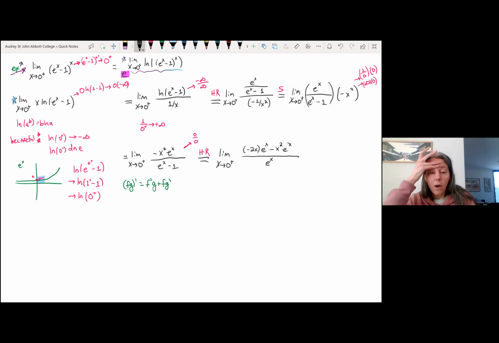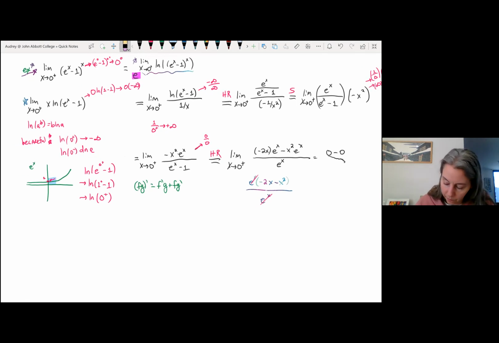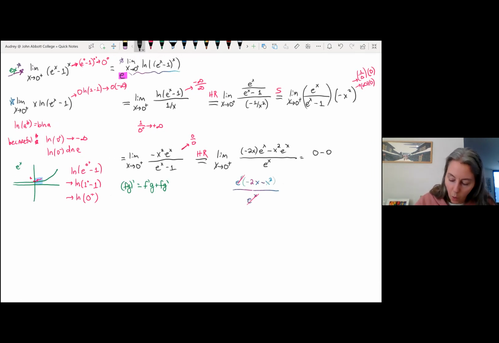And now, if I wanted to, I could simplify by factoring that e to the x out. So I'd have negative 2x minus x squared over e to the x, and those e to the x's would cancel out. But I can already see just by looking at it that when I plug in, I'm not going to have a 0 on the bottom, or an infinity on the bottom. E to the 0 is just 1. So I could also just immediately plug in here, because I can see that I will get straight to that answer. So this is 0 minus 0 over 1, which is just 0.